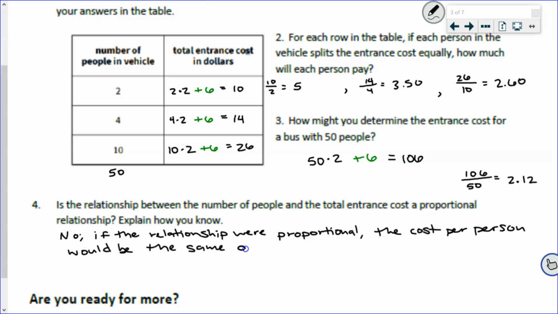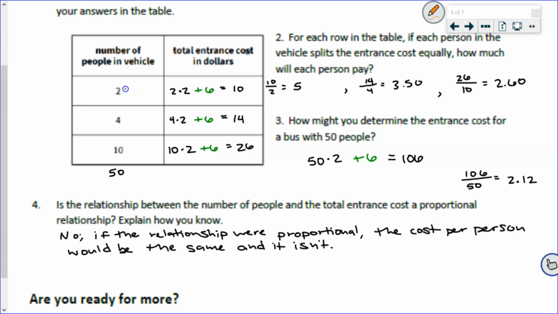Dax. Good. You are recognizing that because we're doing something else. So interestingly enough, we are multiplying by 2 every time we go across the table, but that's not the only thing we're doing, right? We're multiplying by 2 and then we're also adding 6, and it's that adding 6 for the cost of the vehicle that's screwing things up.